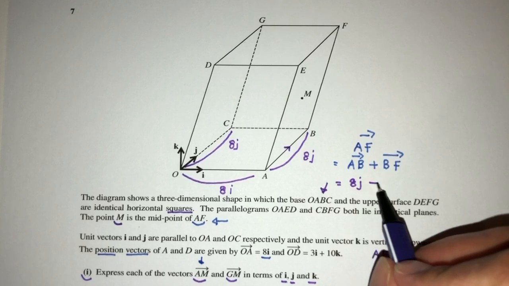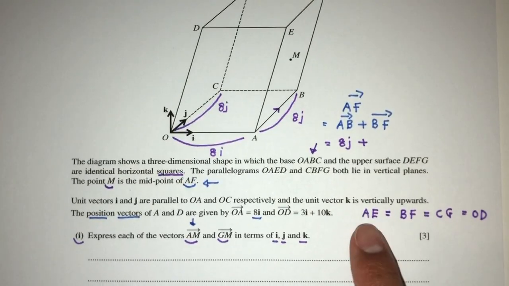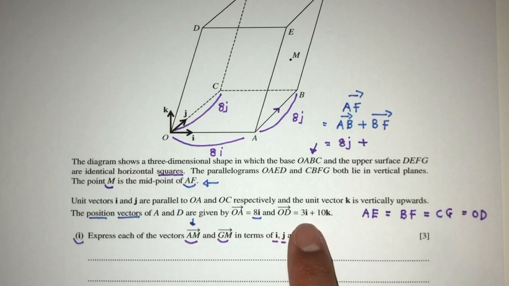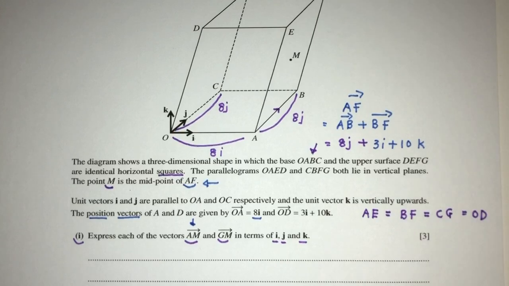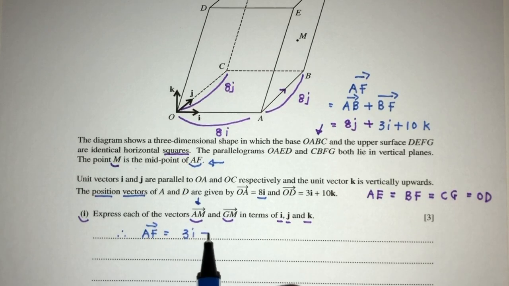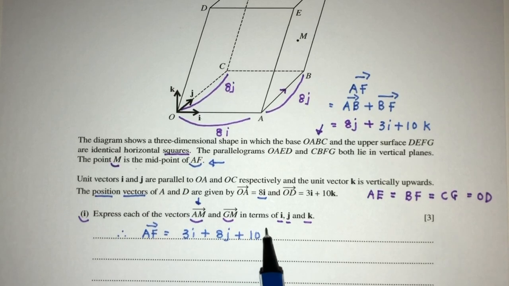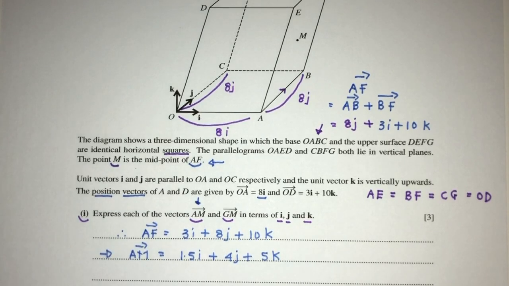Now BF, from B to F. As you can see, we have derived from here that BF has to equal OD. OD is this one, that will be 3i plus 10k. So according to the diagram, we have realized that AF is given by 3i plus 8j plus 10k. Now finally we know that M is the midpoint of AF, so for AM we just have to divide by 2. That will be 1.5i plus 4j plus 5k. That is my first part.